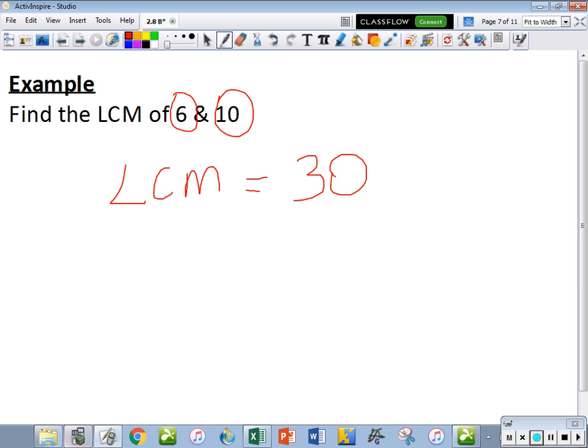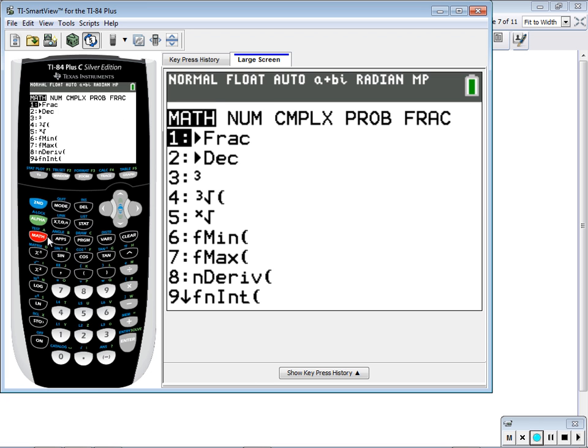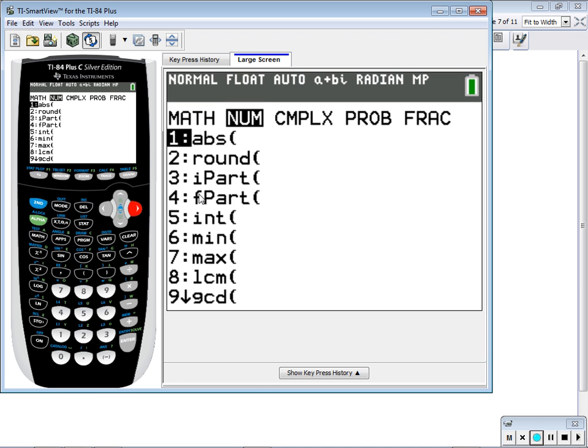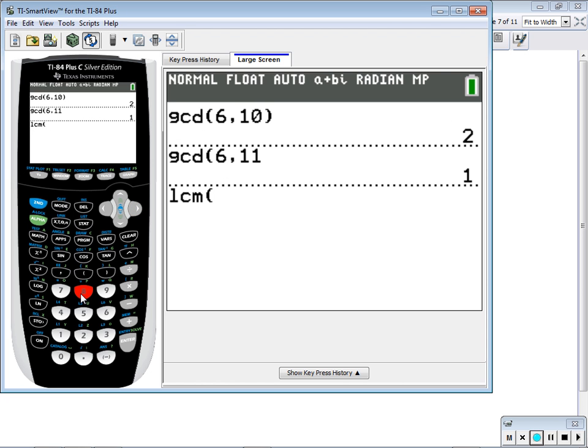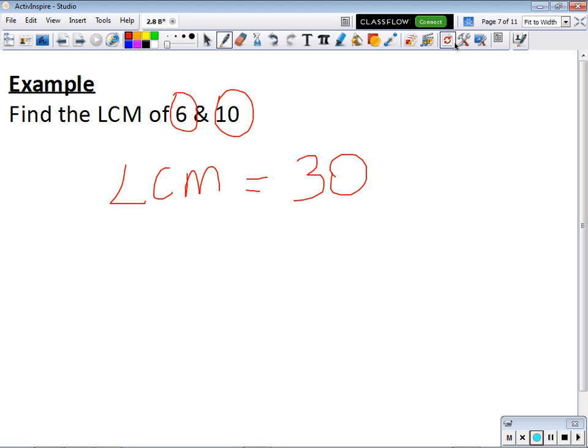Now your calculator also does least common multiple, on the same screen as the greatest common factor. If I go to math, use my right arrow key and go to 8, 8 is least common multiple. If I put in the numbers 6 comma 10, that will also give you the least common multiple. So that's another thing you can do in your calculator.